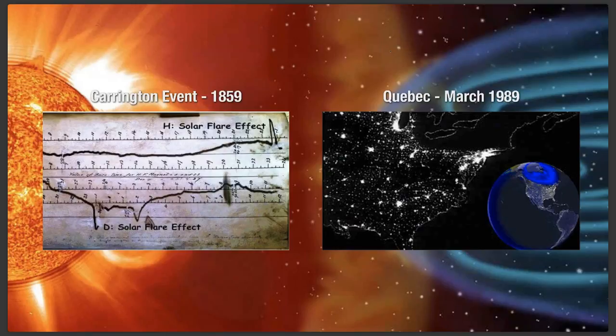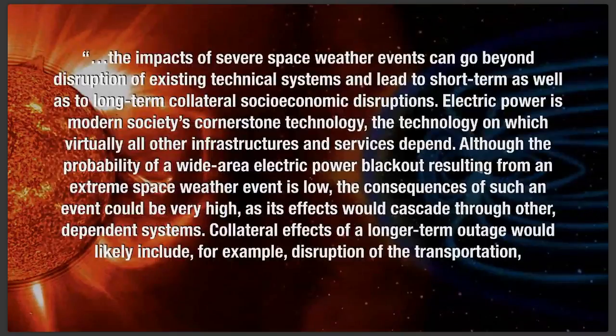So what I want you to see is, even if you completely dismiss the whole nuclear EMP issue, this geomagnetic solar storm EMP issue is a very serious one. This is from the National Academy of Sciences. The impacts of severe space weather events can go beyond disruption of existing technical systems and lead to short-term as well as to long-term collateral socioeconomic disruptions.